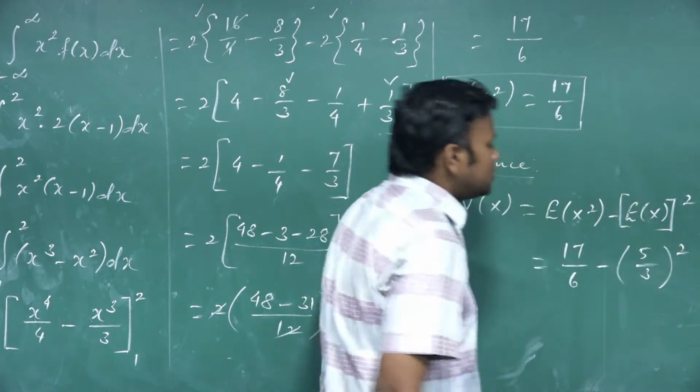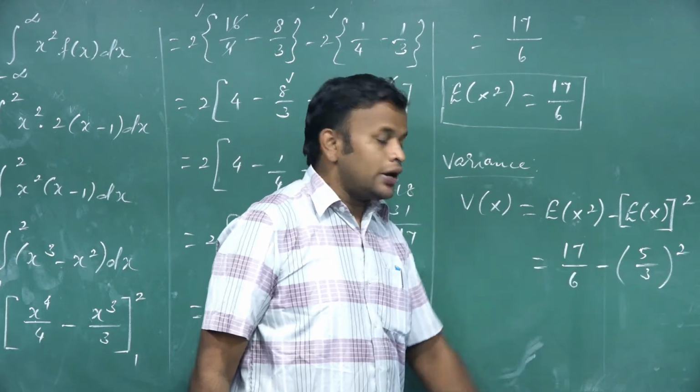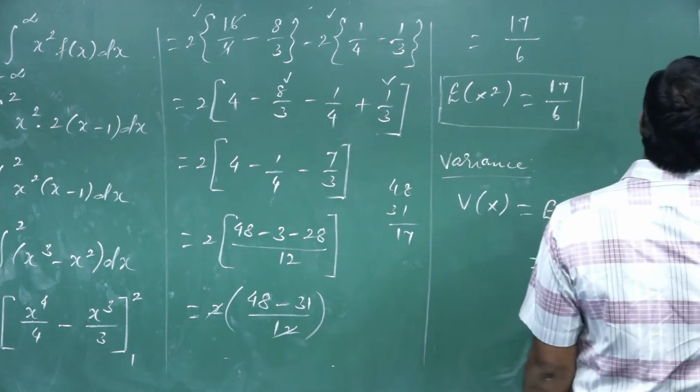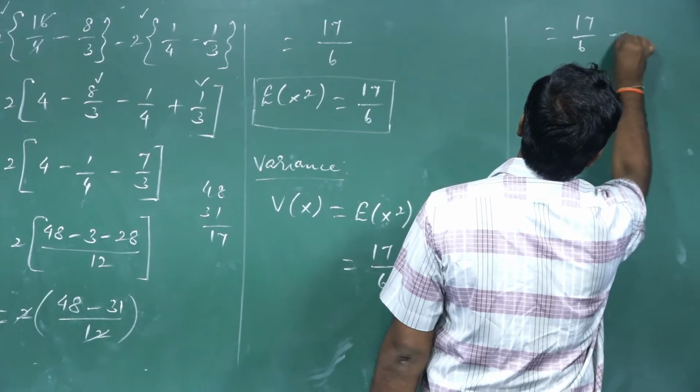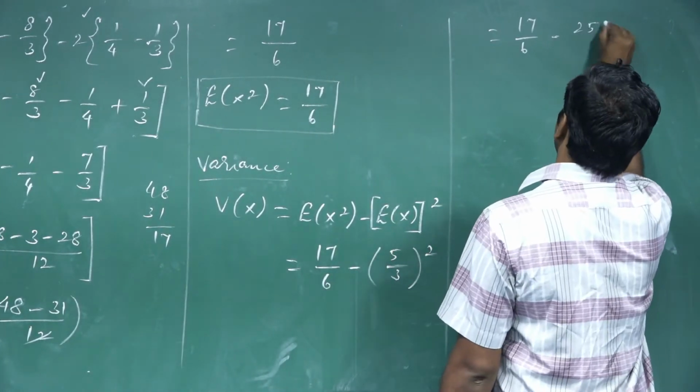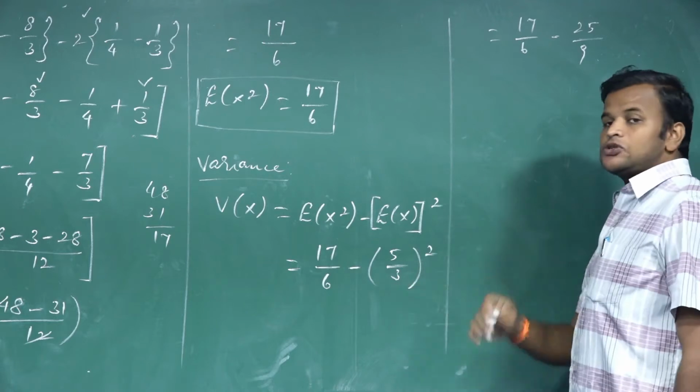But squares are needed. E of x value is 5 by 3, but the square is there. So 17 by 6 minus, we'll be taking the square. So 25 by 3 square, the value is 9.